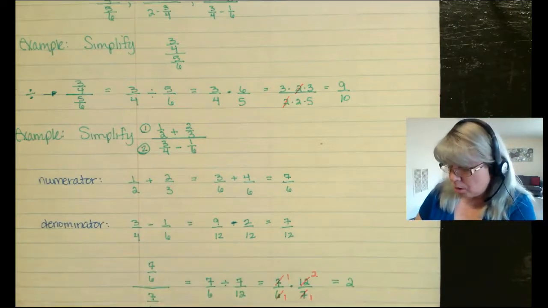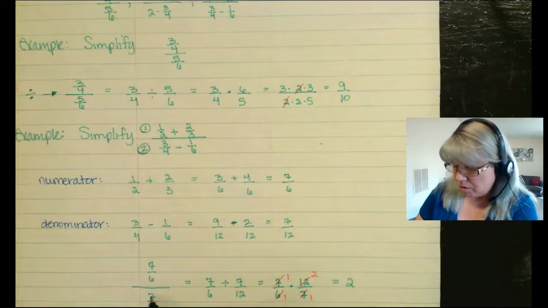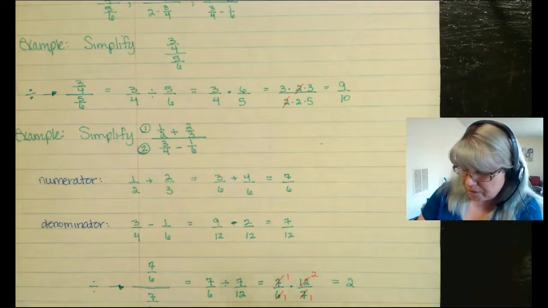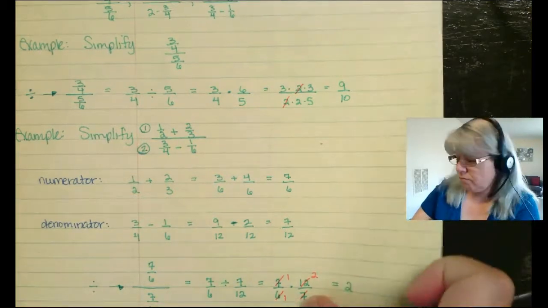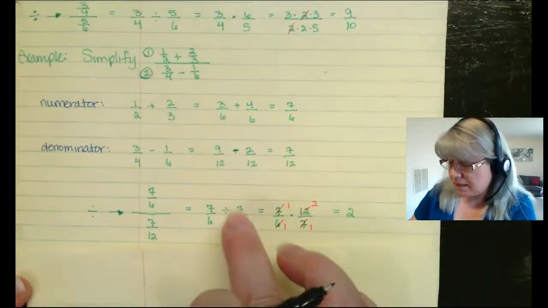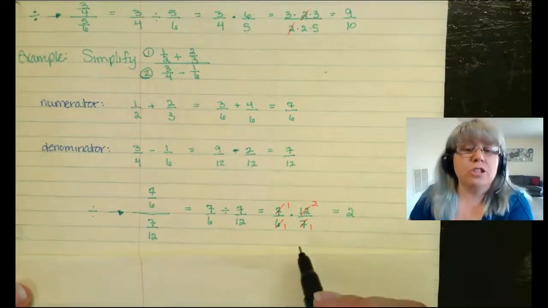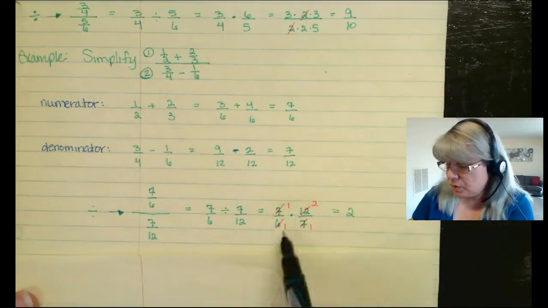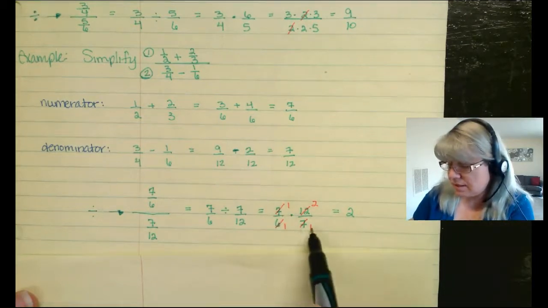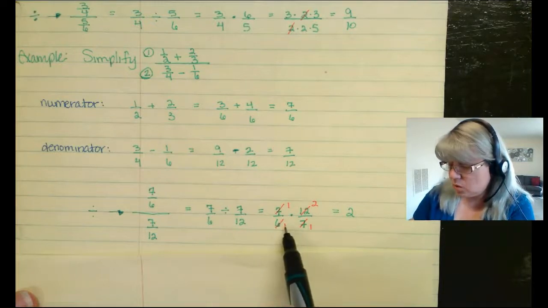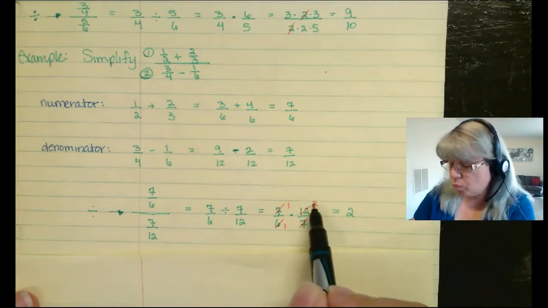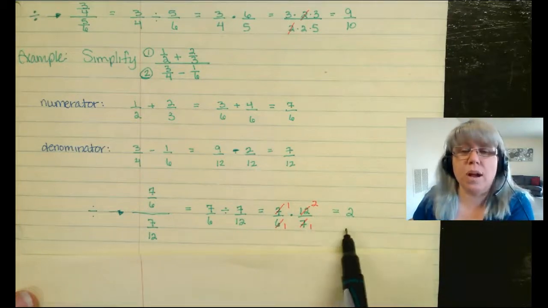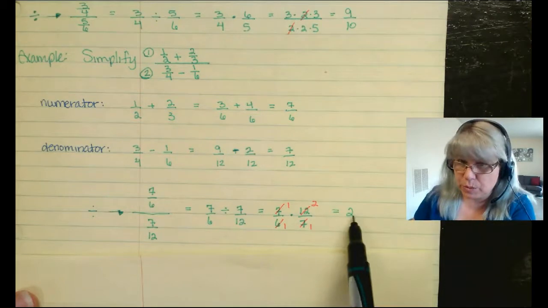So my new problem is 7/6 all over 7/12. Again, we're going to treat this fraction bar as division. And we have 7/6 divided by 7/12. Change it to multiplication of the reciprocal, and we can reduce. 7 goes into 7 once, 7 goes into 7 once, 6 goes into 6 once, 6 goes into 12 twice. So really you have 1 times 2 is 2, 1 times 1 is 1, and 2 over 1 is 2.